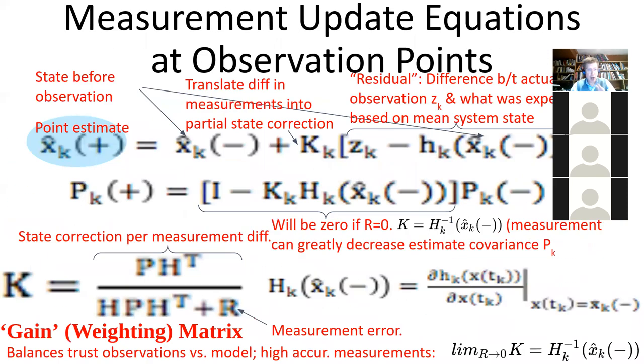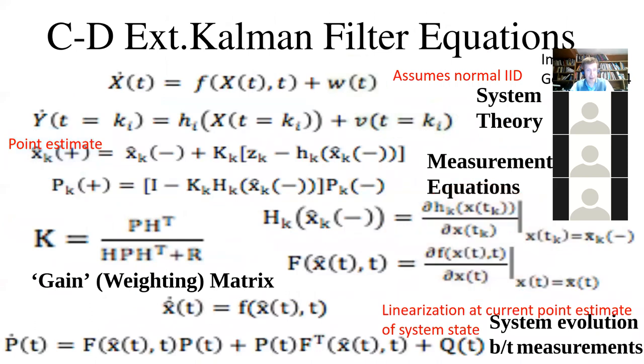So let's talk about these fearsome equations. We're going to unpack them. But first, let's assess them as a whole. They're basically three types of equations written here. The first is the underlying theory of the system. This is our model about how a system is evolving. Okay, we have some system. Its evolution is basically governed by some deterministic equations, but some noise as well, which is assumed to be normally and identically distributed.